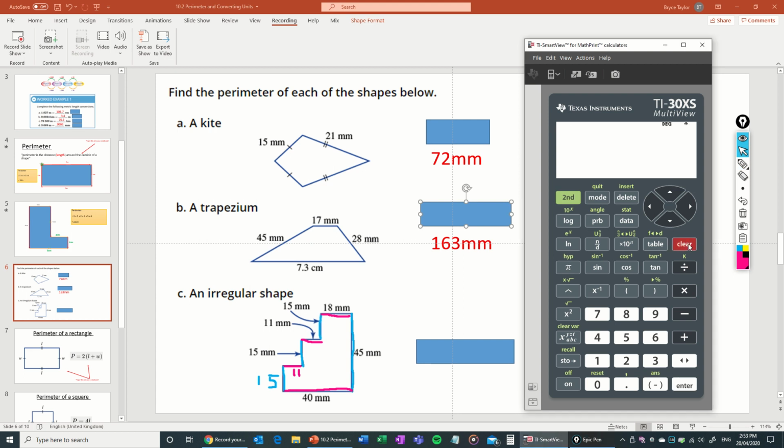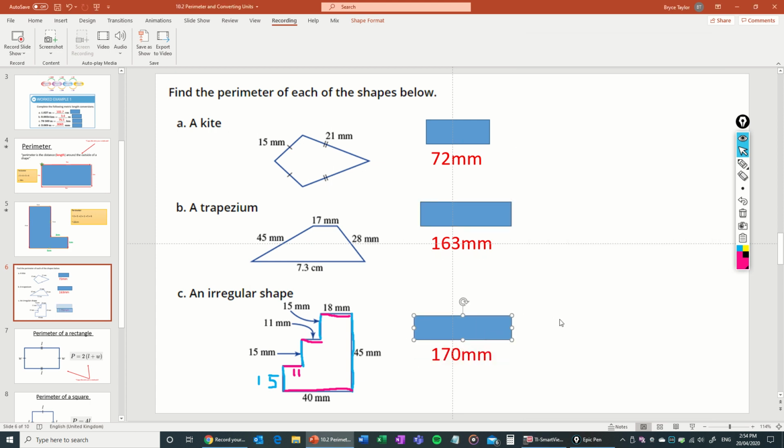Okay, so once we've figured out what all the sides are, we can just add them all up. So I'm going to start from the top. 18 plus 45 plus 40 plus 15 plus 11 plus 15 plus 11 plus 15. 170 millimeters.